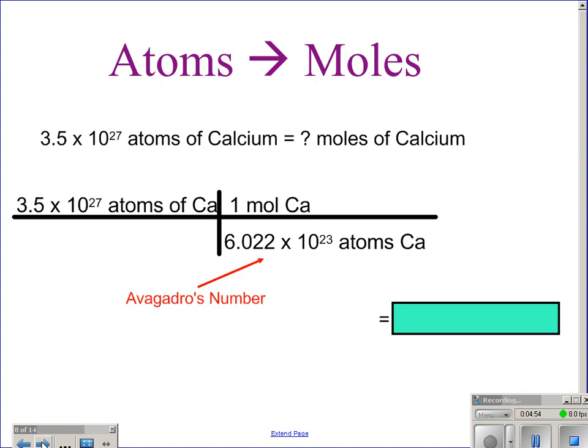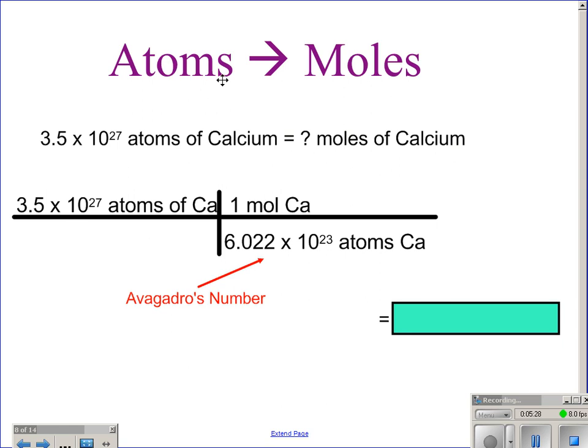Moving on. Atoms to moles. If we have 3.5 times 10 to the 27th atoms of calcium, we want to know how many moles of calcium that is. Now these problems are a little bit easier in one way and a bit more difficult possibly in another. We don't have to look in the periodic table to find out what the atomic mass is for any elements when we're just going from atoms to moles or from moles to atoms. But we do have to deal with this scientific notation in our calculations.